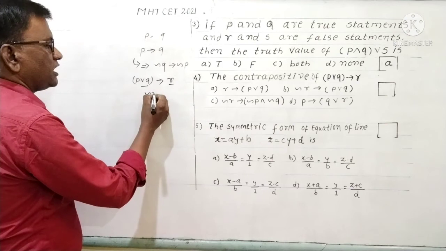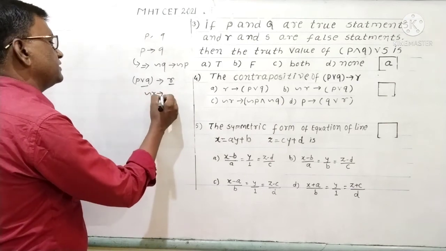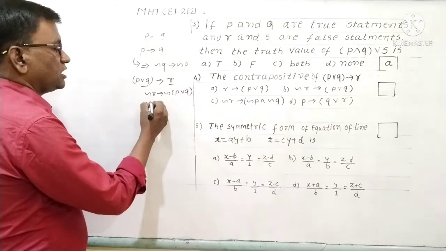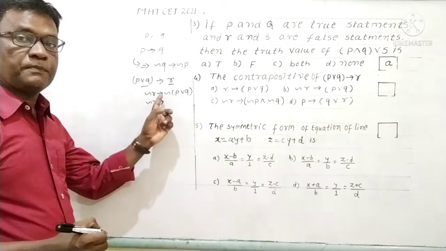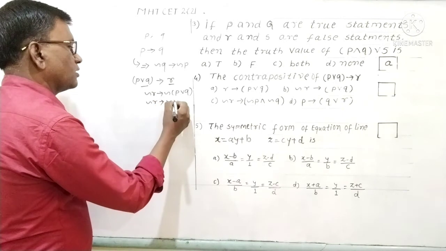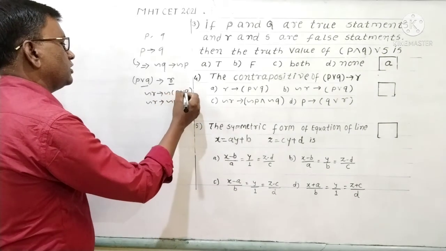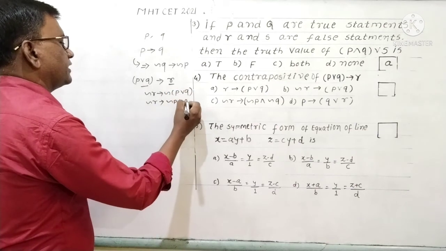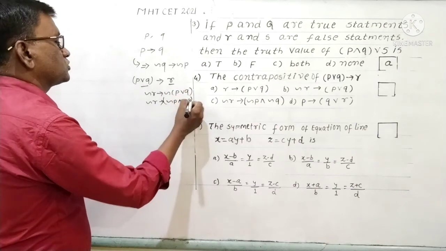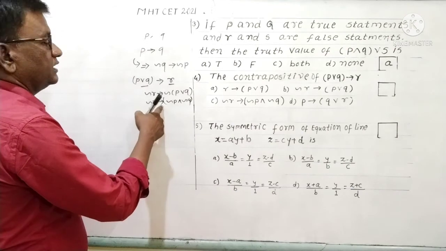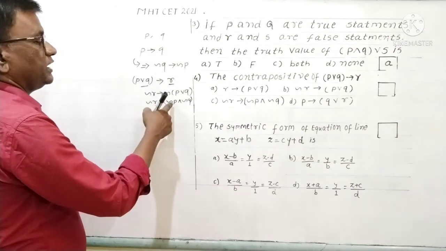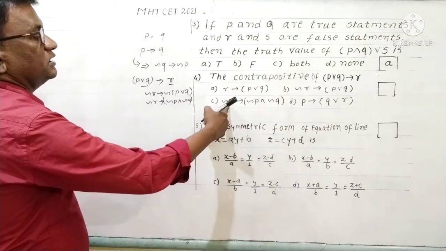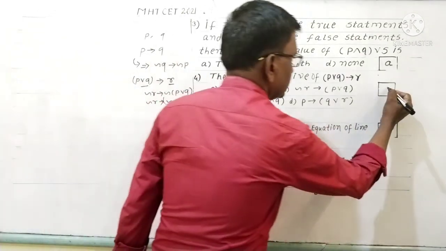So negation of R implies negation of P or Q. Take the negation of P or Q: negation of P and negation of Q. So, which one is correct? Negation of R implies negation of P and negation of Q. Here C is true, so write here C.